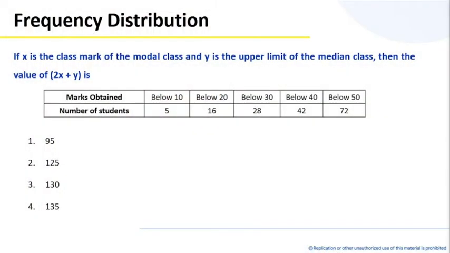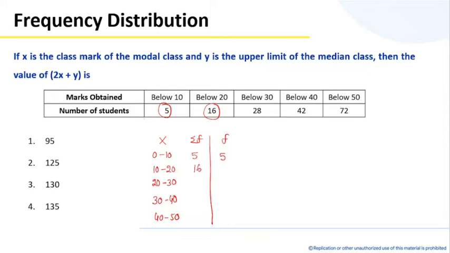For example, here, instead of saying X as 1, 2, 3, it is below 10, below 20, below 30, below 40, below 50. Now look at it very carefully. He has not given the frequency, he has given the cumulative frequency. Below 10 it is 5. Below 20 it is 16. So out of 16, 5 are already considered. So 16 minus 5 is 11. There are 11 people who got between 10 to 20.